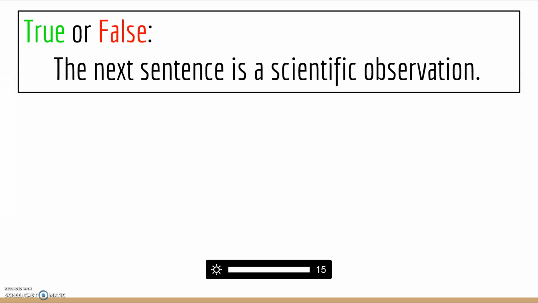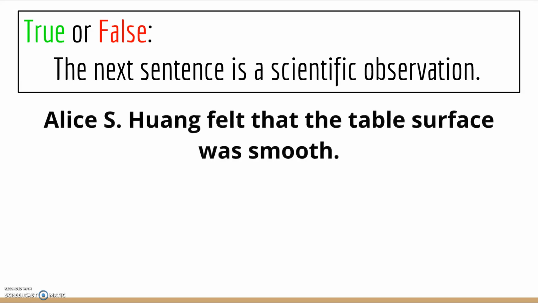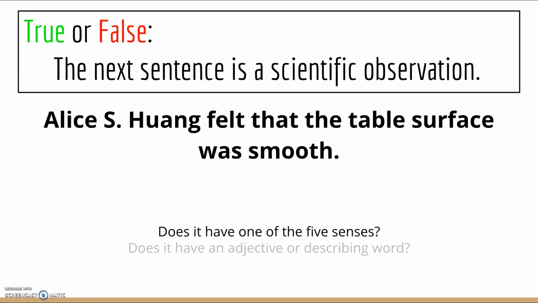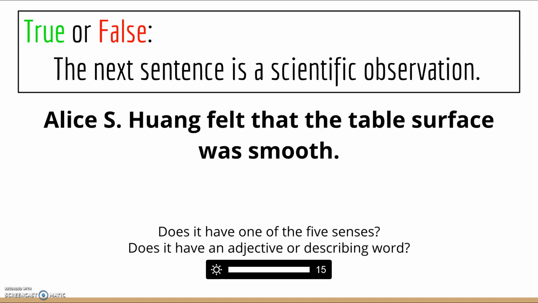All right, let's play a game. True or false? The next sentence is a scientific observation. Alice S. Huang felt that the table surface was smooth. Is this a scientific observation or is it not a scientific observation? Does it have one of the 5 senses? Does it have an adjective or describing word? Let's take 20 seconds with your partner. Discuss. Do you think this is a scientific observation or not?